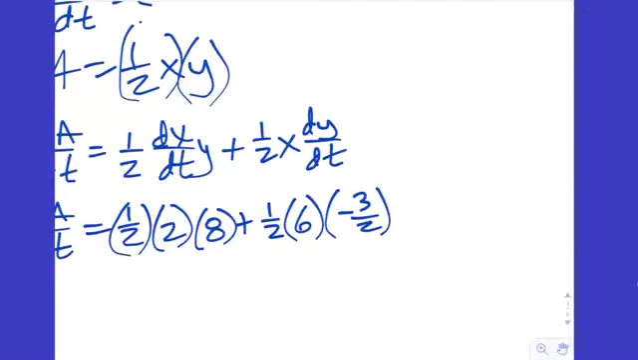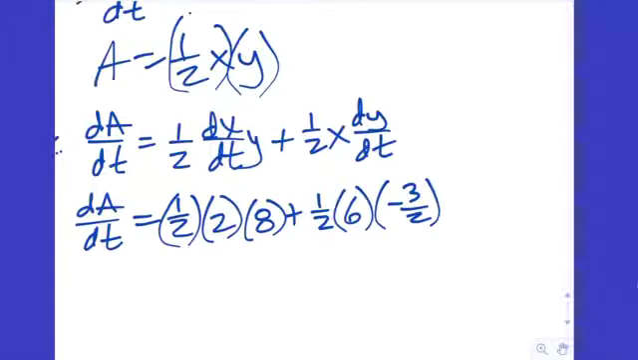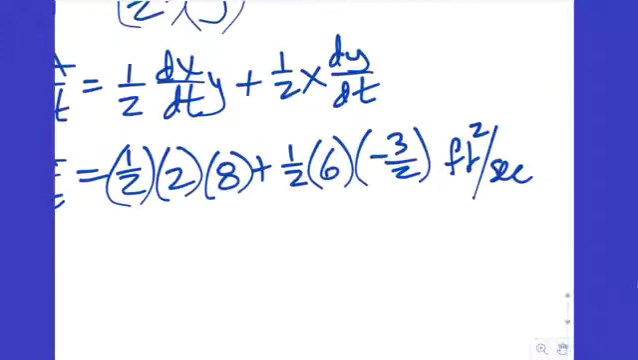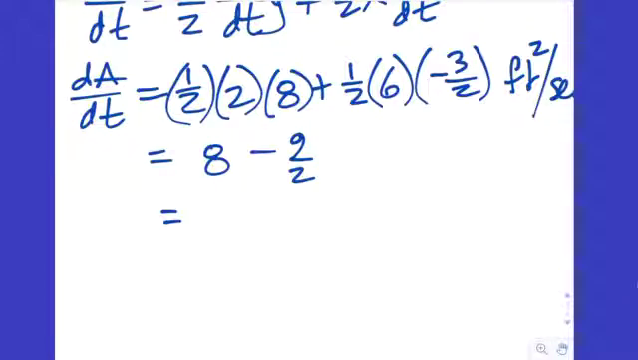So again, if this were a free response, you're done. You don't have to simplify. But if you are finished, you need to put units on there. So units of area over time would be feet squared per second. Let's go ahead and see what it comes out to be. An 8 becomes a -9/2. So 7/2, negative, positive? Positive 7/2 square feet per second.